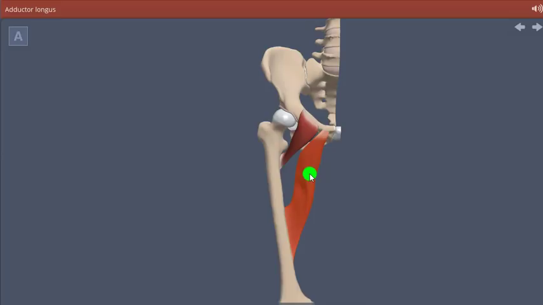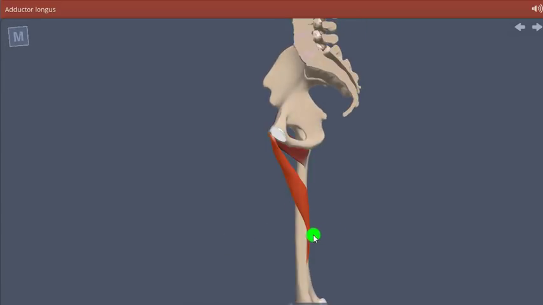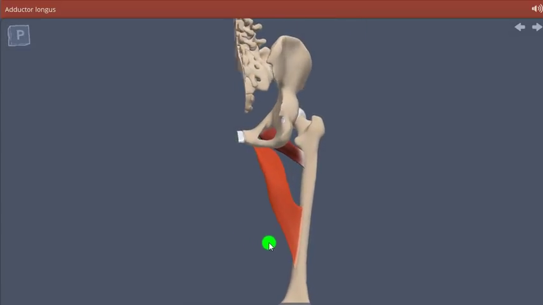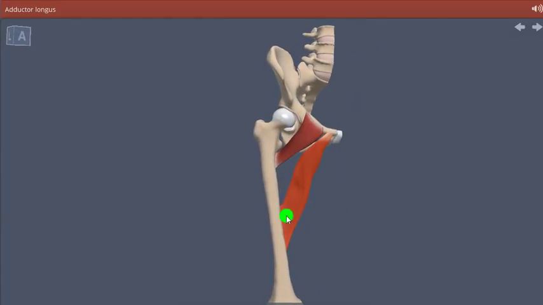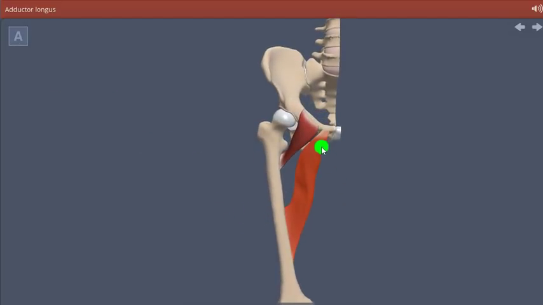Next muscle is adductor longus. Adductor longus takes origin from the anterior surface of the body of pubis, just below the pubic tubercle, and it's inserted into the linea aspera, here the middle half of linea aspera, supplied by obturator nerve, and the action is adduction of the thigh at the hip joint. Of course, this muscle is important clinically.